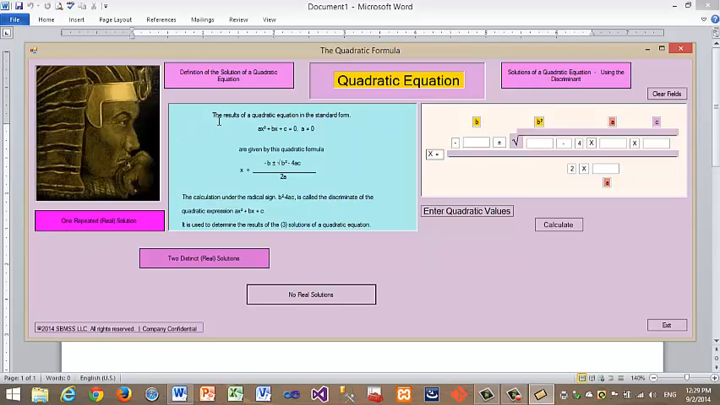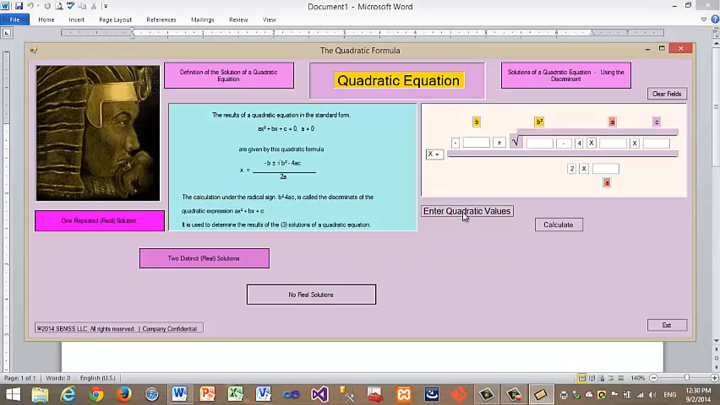Look at the diagram here, the text of the results of a quadratic equation in the standard form ax squared plus bx plus c equals 0, when a is not equal to 0. It's given by the quadratic formula: x equals minus b plus or minus the square root of b squared minus 4ac, divided by 2a. The calculation under the radical sign, b squared minus 4ac, is called the discriminant of the quadratic expression ax squared plus bx plus c. It's used to determine which of the three solution types a quadratic equation has.